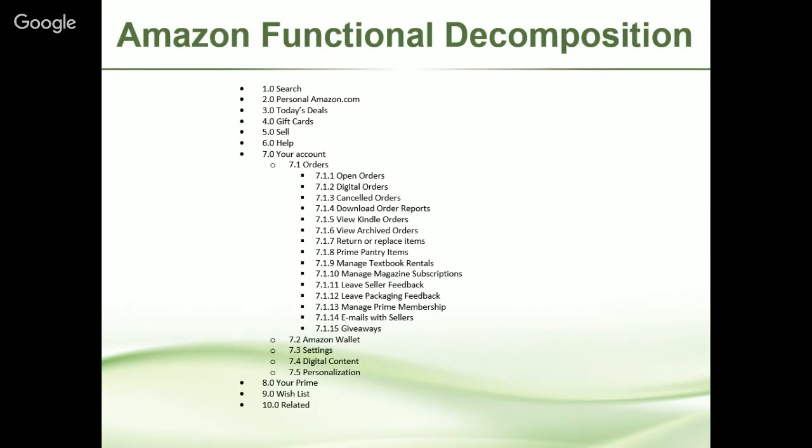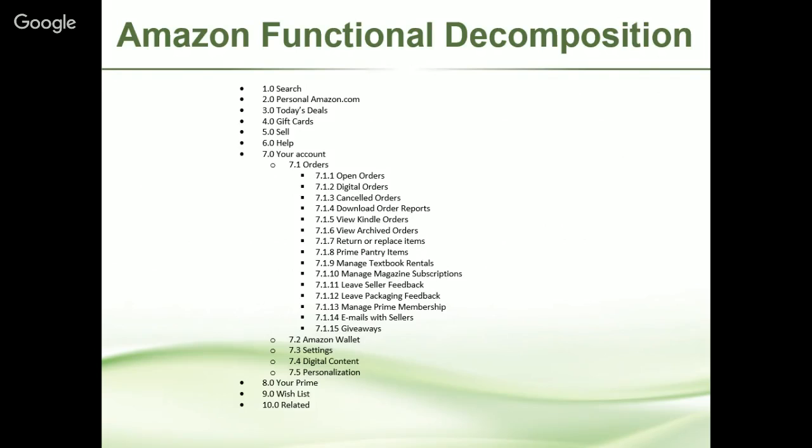It's also easier to expand and contract depending on what view that you're wanting. So you can see that your account, I've broken into orders, wallet, settings, digital content, and personalization. And then I've further broken down orders. Obviously, there are other breakdowns of other pieces of this, but this is just an example so that you understand what it looks like.